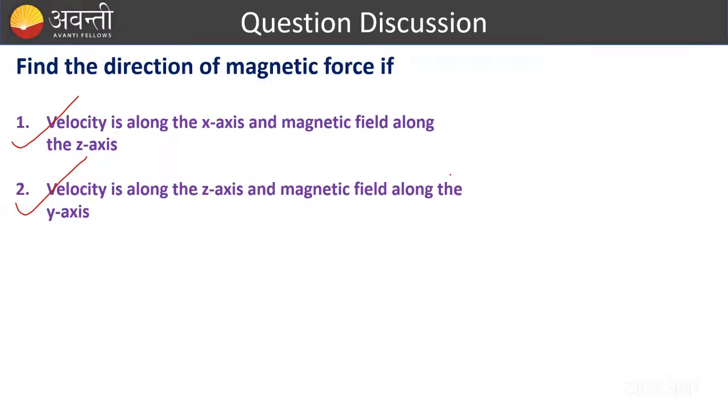Yes, calculate the direction. Cross product, you have done or not.